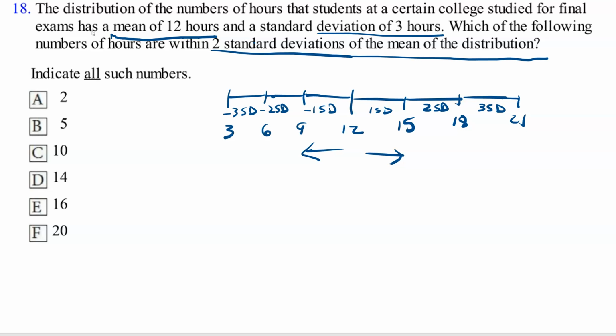So within 2 standard deviations, well, this is 2 standard deviations lower and this is 2 standard deviations above. And so basically 6 through 18, all those values are within 2 standard deviations of the mean of the distribution. So 2 and 5 are out, 10 is in, 14 is in, 16 is in, 20 is out. So the answers are C, D, and E.